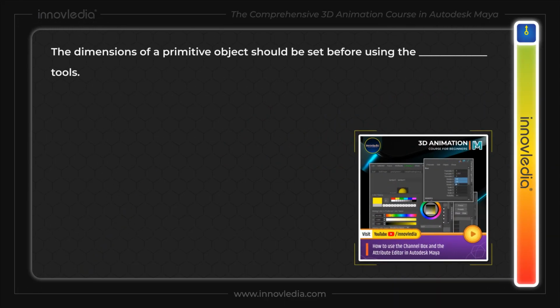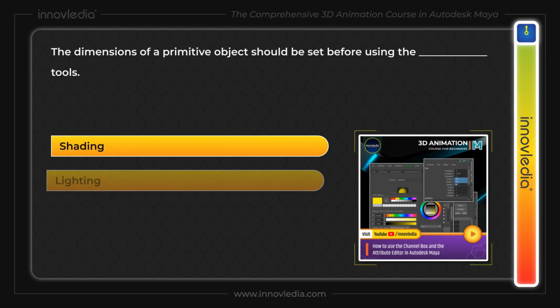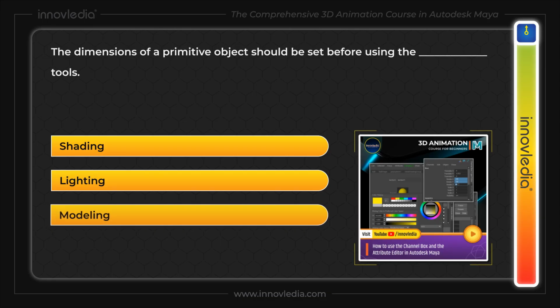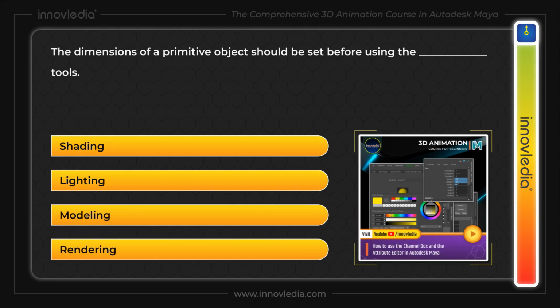The dimensions of a primitive object should be set before using the dash tools. The options are shading, lighting, modeling, rendering. Your time starts now. And the correct answer is modeling.